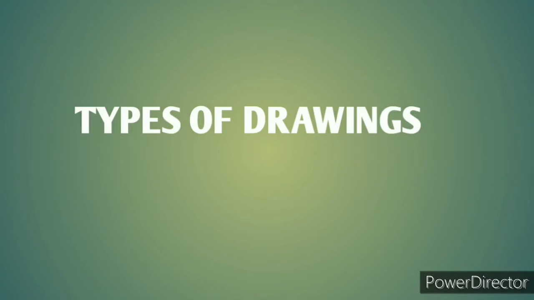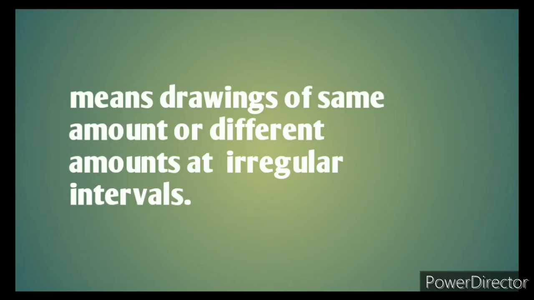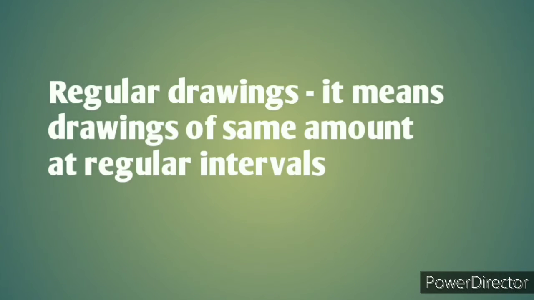Drawings by a partner may be broadly divided into two categories: regular drawings or even drawings, and irregular drawings or uneven drawings. Irregular drawings means drawings of the same amount or different amounts at irregular intervals. And regular drawings means drawings of the same amount at regular intervals.